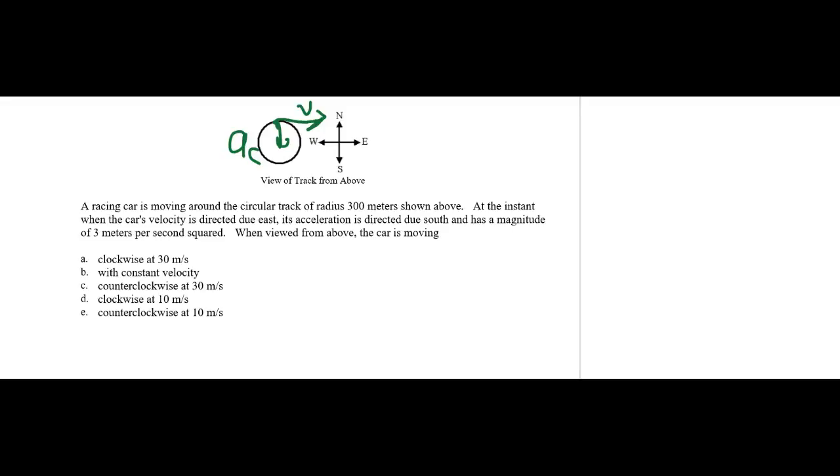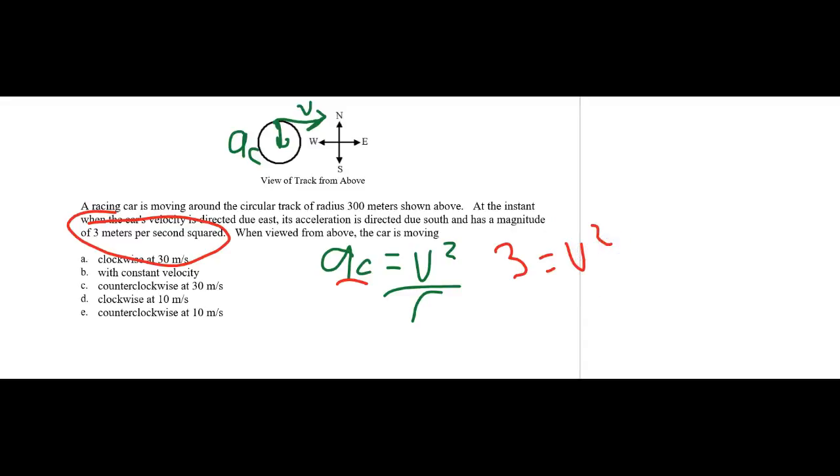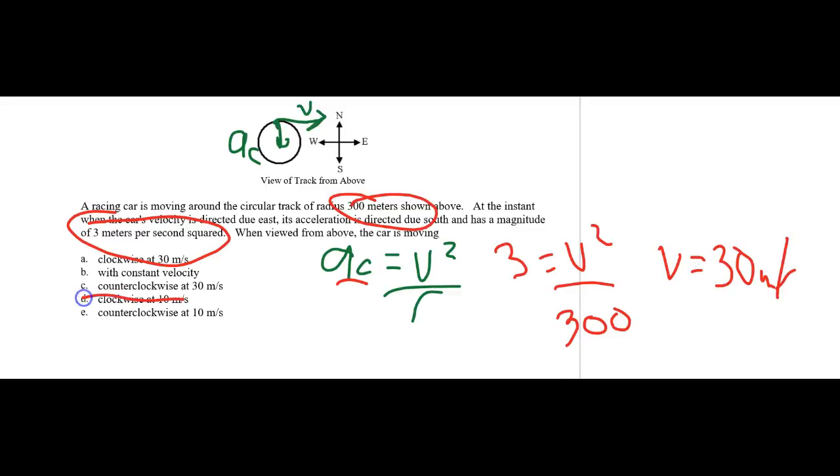Well, this is the only information I have, so I'm going to look at centripetal acceleration equals v squared over r. That's the only equation I have that relates these. I know acceleration, I know radius, so I should be able to solve for velocity. So 3 equals v squared, which is what I'm looking for, divided by the radius, which is 300. So v squared will equal 900, so the square root of 900 is 30 meters per second. So automatically it can't be any of these.